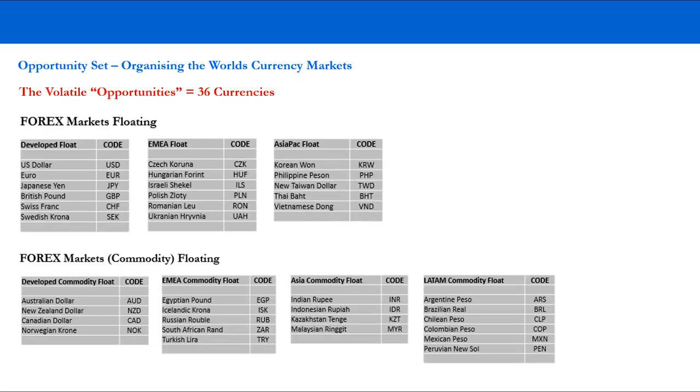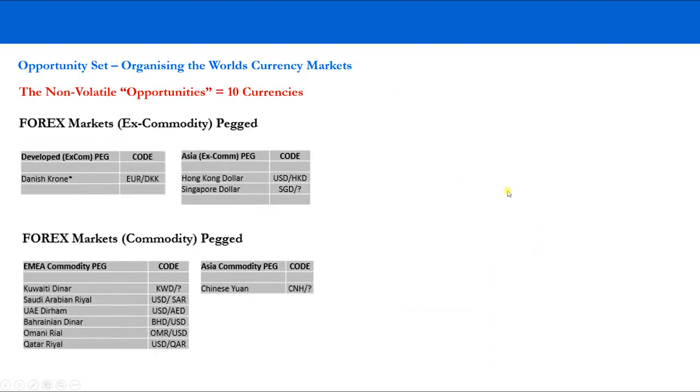So here we've got our 36 currencies, our 36 potential opportunities, and we've put them all on the same page here, so it's easy for you to view. Here we've got Forex markets floating. Well, that's actually non-commodity floating. So what we've defined as floating regimes that don't have significant exposure to commodities. And then we have Forex markets commodity floating. So these are our 36 opportunities. And these are the ones that we're going to basically have to not consider as volatile opportunities.